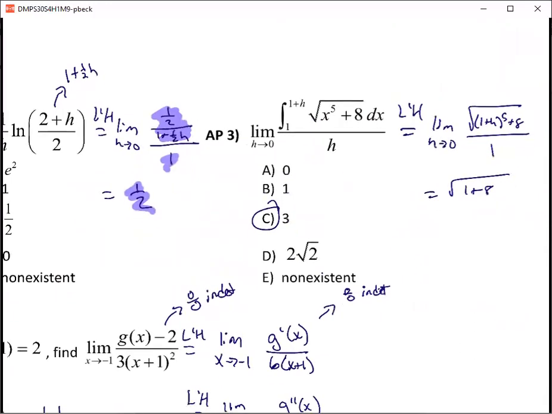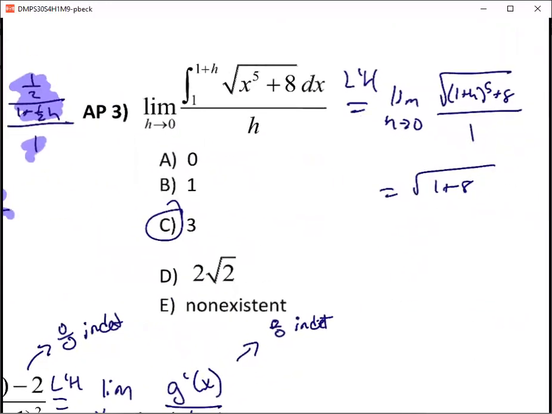I like this problem right here because if you remember, when we plug in 0 for h, we're going to get the integral from 1 to 1. The integral from 1 to 1 is always going to be 0. So this does give us a 0 over 0 mentality. L'Hopital's rule means that we are going to use the second fundamental theorem of calculus.